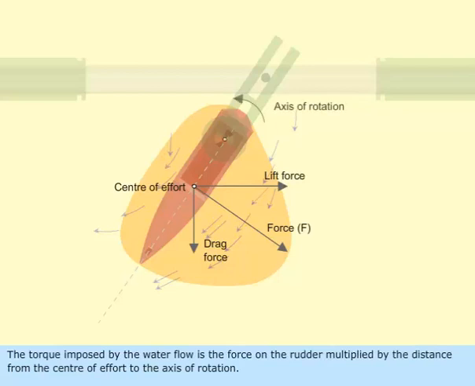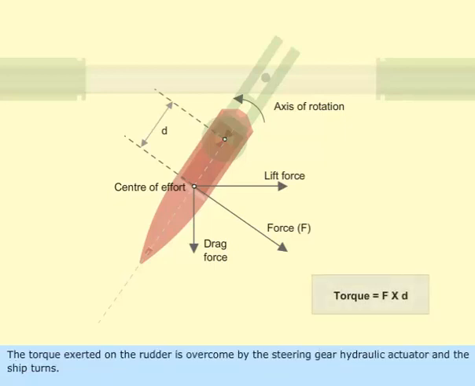The torque imposed by the water flow is the force on the rudder multiplied by the distance from the center of effort to the axis of rotation. The torque exerted on the rudder is overcome by the steering gear hydraulic actuator, and the ship turns.